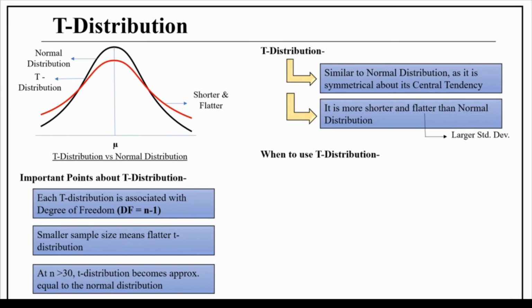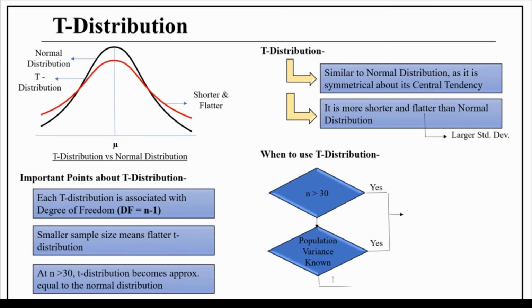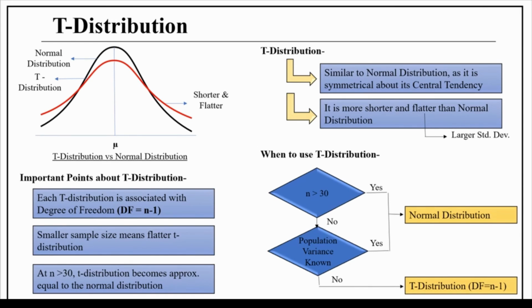Now the question arises, when we have to use a t-distribution. So when the sample size is greater than 30 and the population standard deviation is known, then we have to use normal distribution. When both of these conditions are not true, then we have to use the t-distribution.